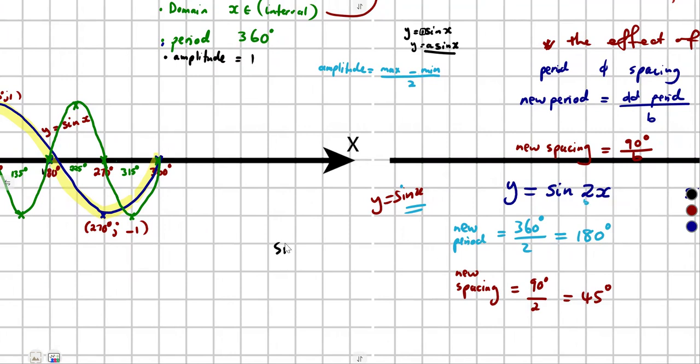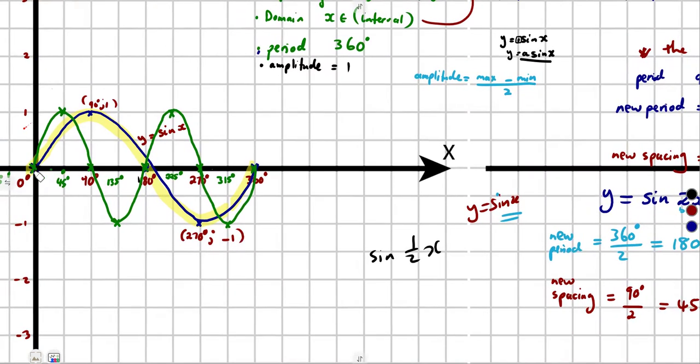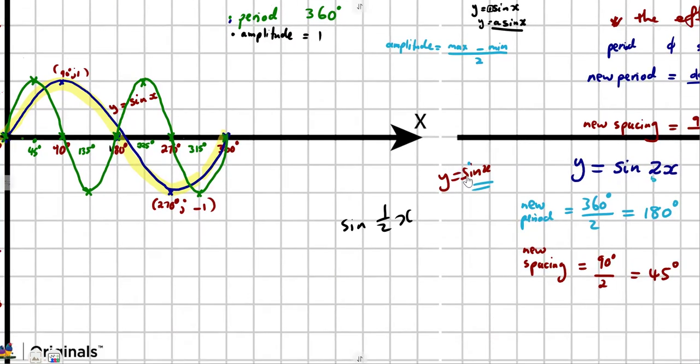So if it was a half there to say this is a half of x, we do the same: 360 divided by half, 90 divided by half. So it means in 360 degrees, it's actually a half cycle. So it will be from 0 to 360, a half cycle like that. Its complete cycle will be completed.